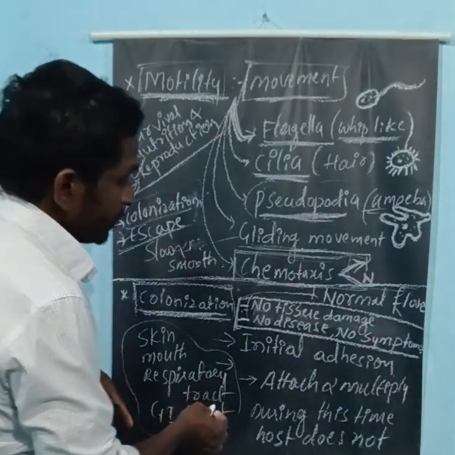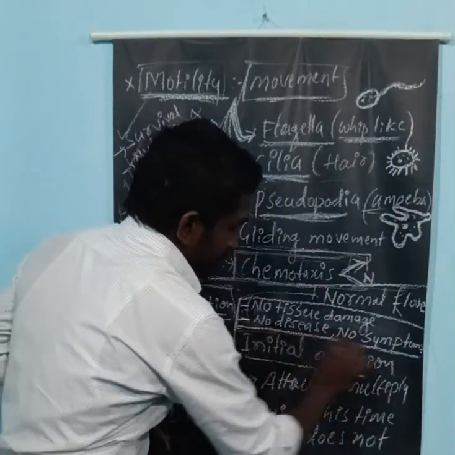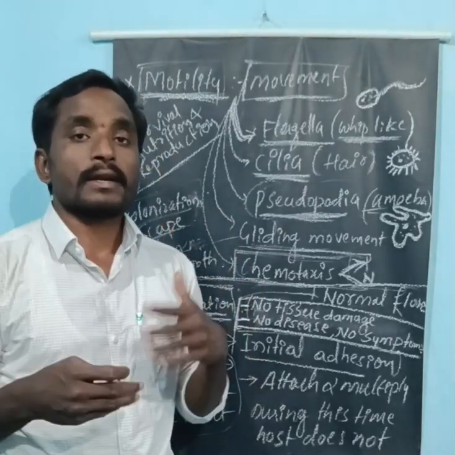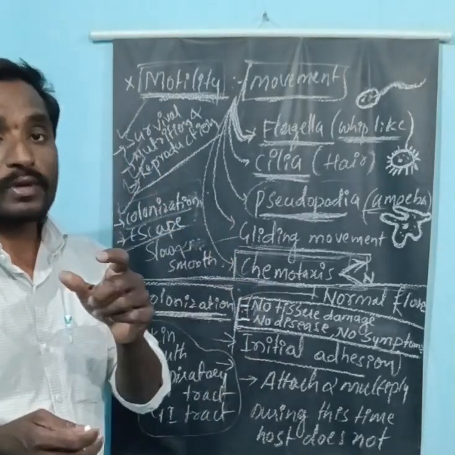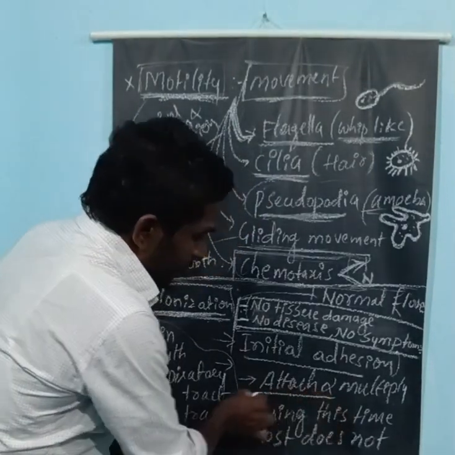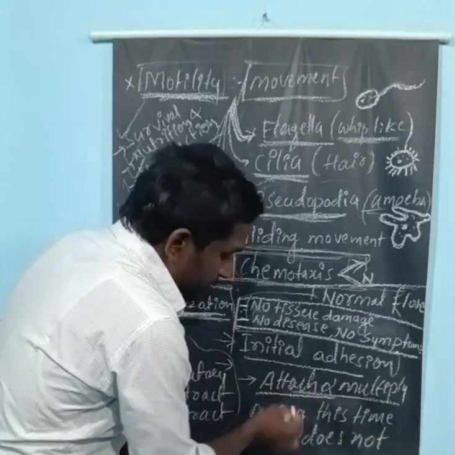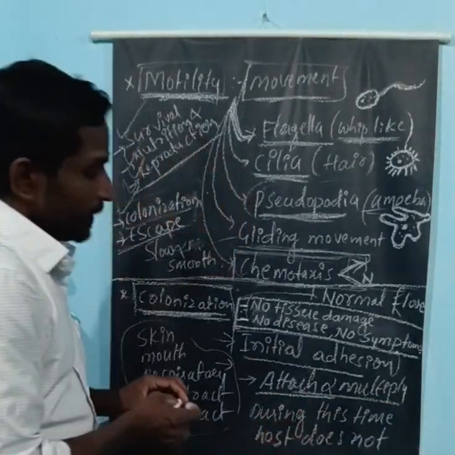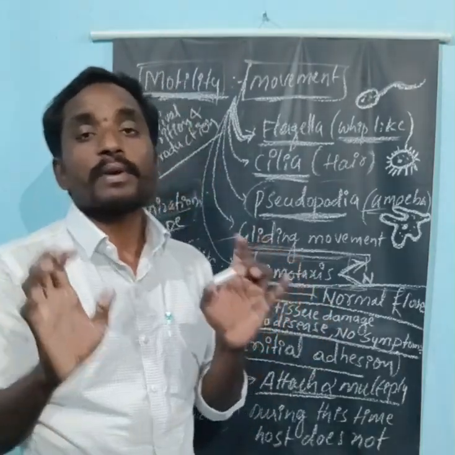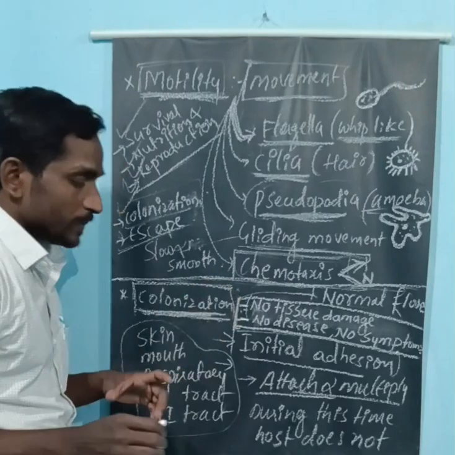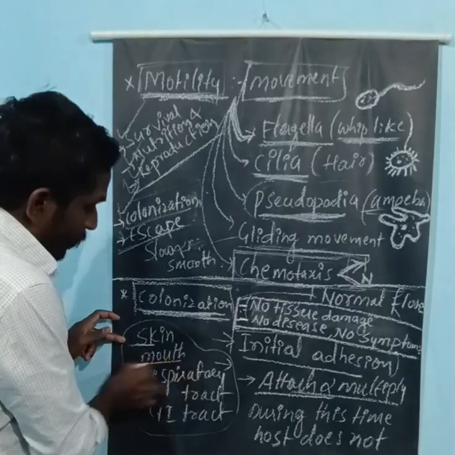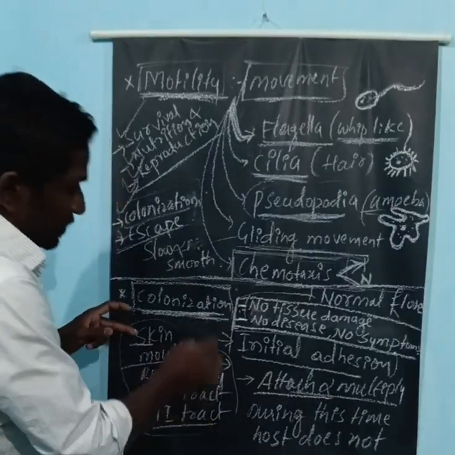Here, there are the initial adhesions. It is the initial step of attachment of the microbes in a particular area. Here the organisms attach and multiply, but do not cause any signs of disease. In the body surfaces, normal colonization takes place in the skin, mouth, respiratory tract as well as the GI tract.